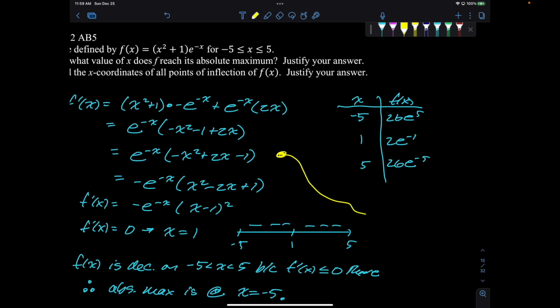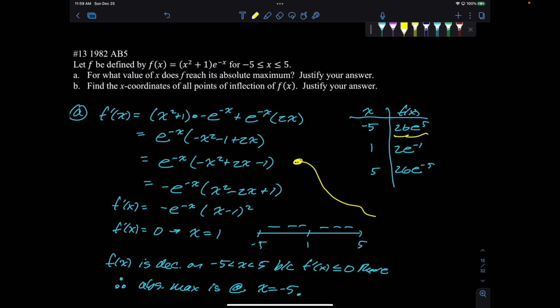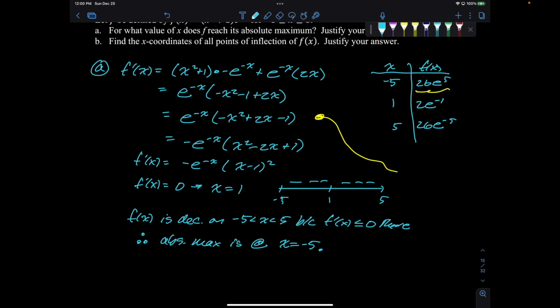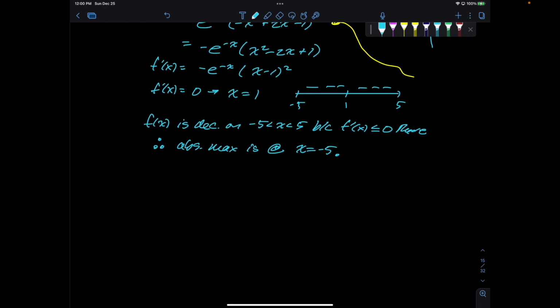And this is by far the biggest value. So another option is to say that the absolute maximum must occur at an endpoint or a critical point, and therefore the absolute max is at -5. So that's right, even though it just did not feel right. But okay. Find the x-coordinate of all points of inflection. We're going to need f double prime.